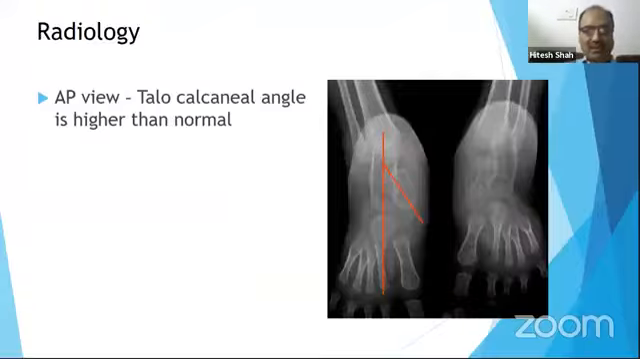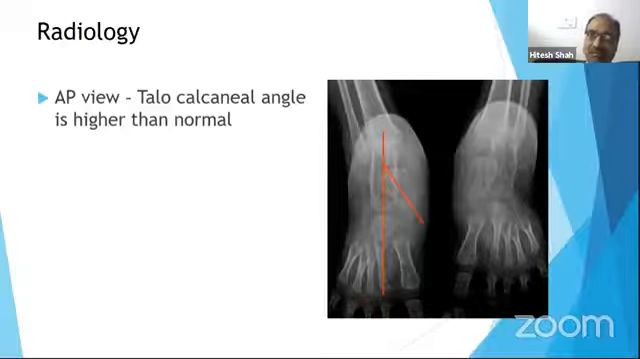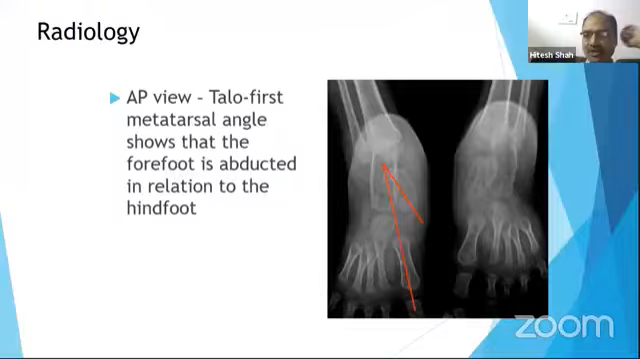If the examiner wants, or you want to take the X-ray, you need to take the AP view to see the relationship between talus and calcaneum. The talocalcaneal angle would be higher, more than normal. In case of clubfoot, the talocalcaneal angle tends to be 0 or reduced. In case of vertical talus or hindfoot valgus, the talocalcaneal angle is more.